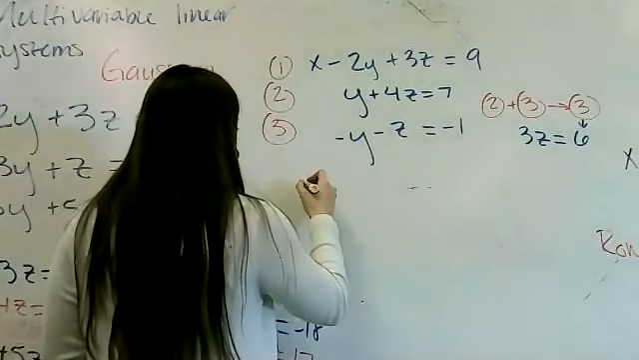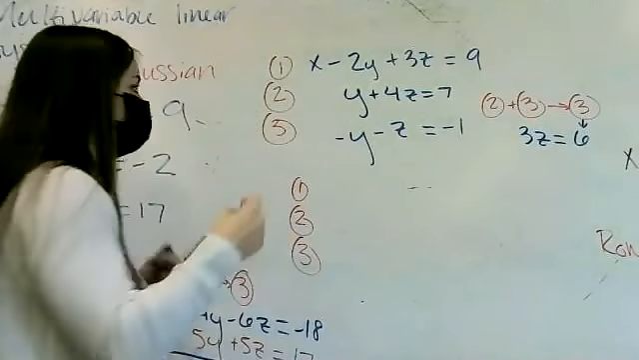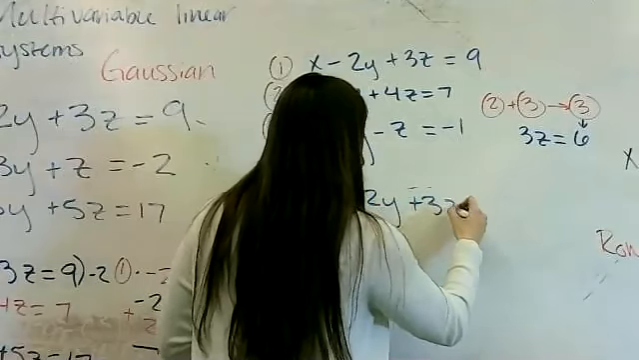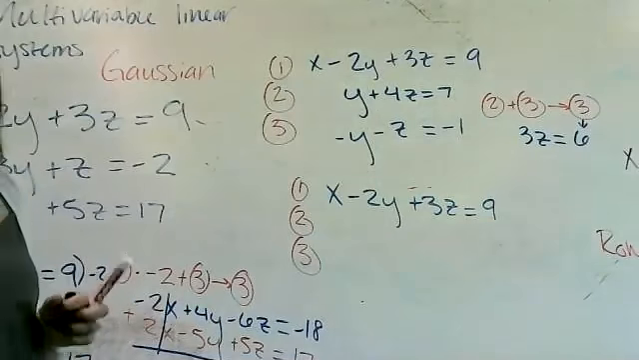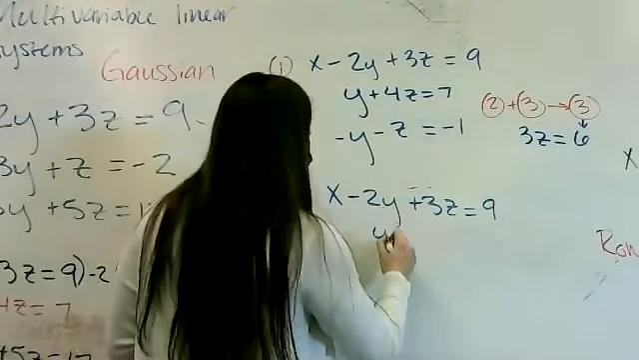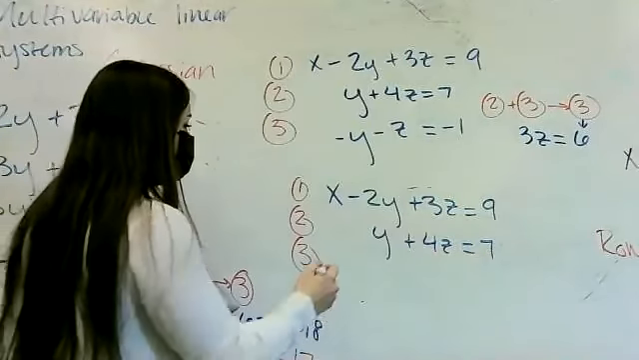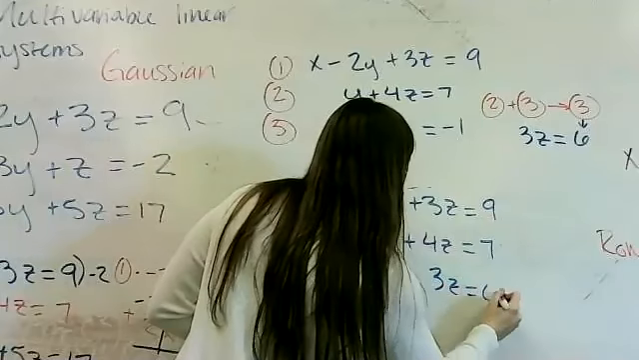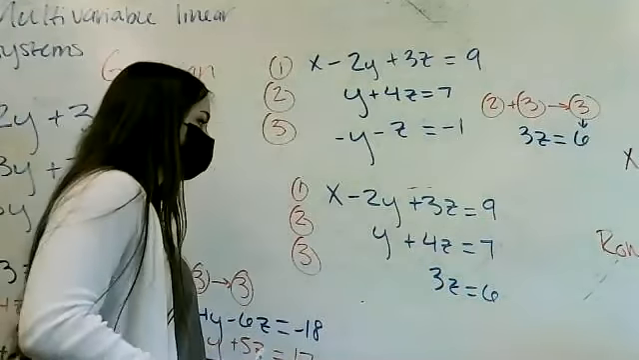So write our next step. 1, 2, 3. My equation 1, I didn't even touch it, so of course it stayed the same. It's still x minus 2y plus 3z equals 9. Equation 2 I used, but I didn't change it. So it's still y plus 4z equals 7. My third equation is here. It's a new one. 3z equals 6. Okay, so we're almost there.